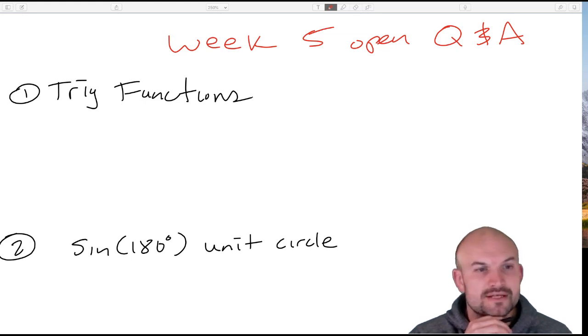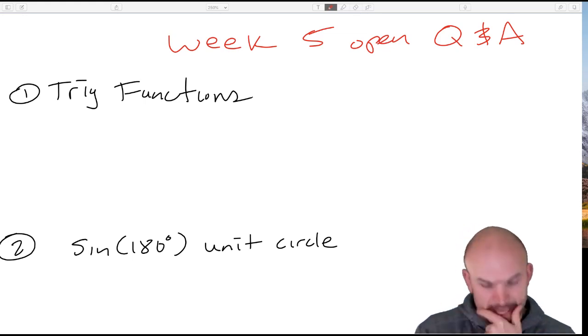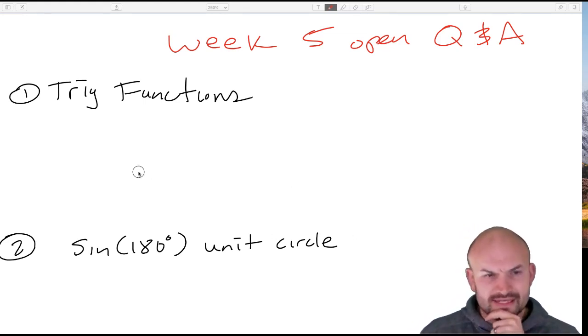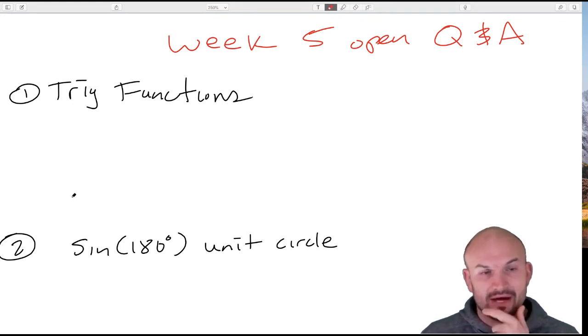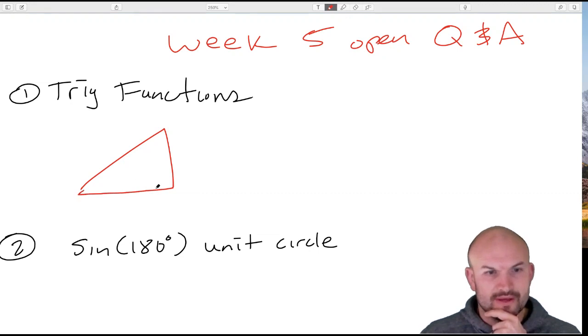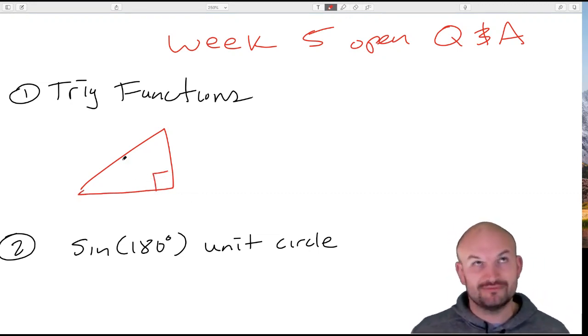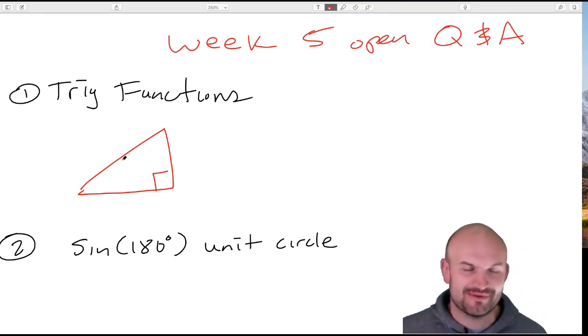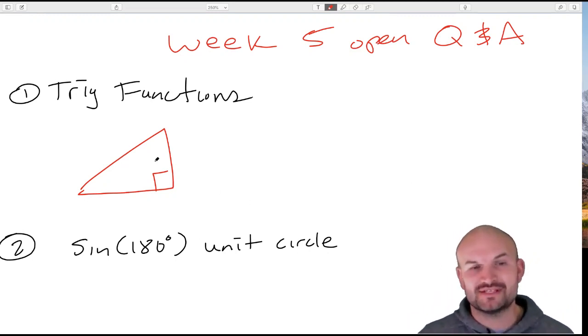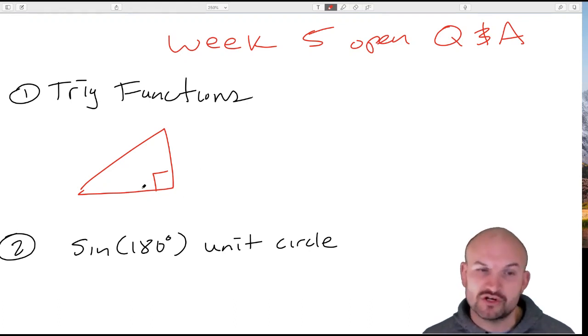Open Q&A. So the first one is just trig functions. And one of the things that I wanted to add about this was when you're doing the trig functions, okay, one of the things when I first taught this, I looked at this and a lot of students really didn't understand. They had been exposed to the 6 trigonometric functions in geometry class, but they didn't really understand them.